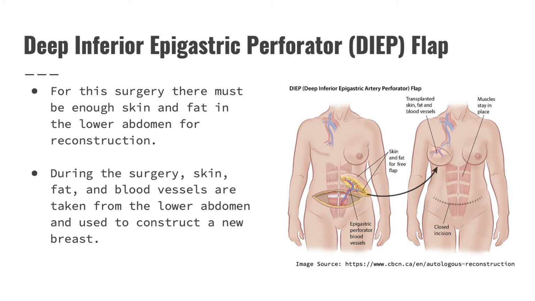One type of autologous reconstruction includes the deep inferior epigastric perforator flap, or the DIEP flap. For this surgery, there must be enough skin and fat in the lower abdomen for reconstruction to be considered. During the surgery, skin, fat, and blood vessels are taken from the lower abdomen and used to reconstruct a new breast.